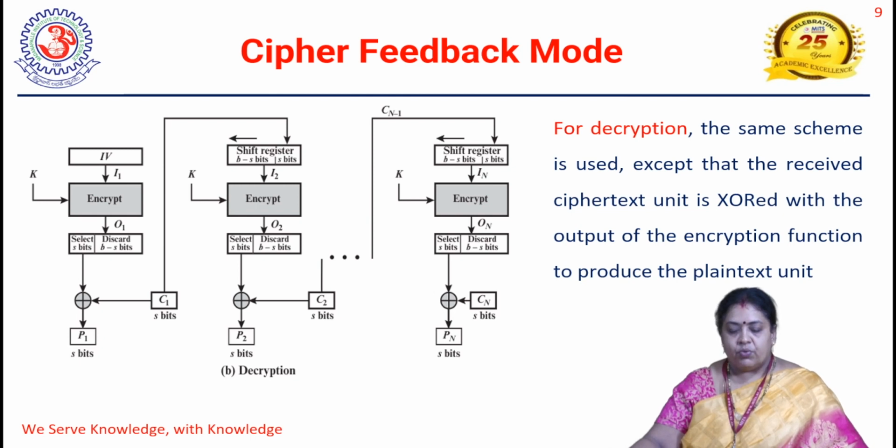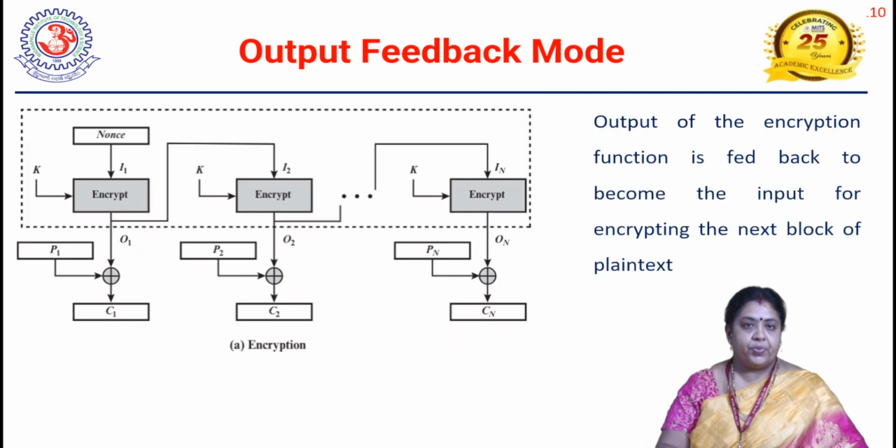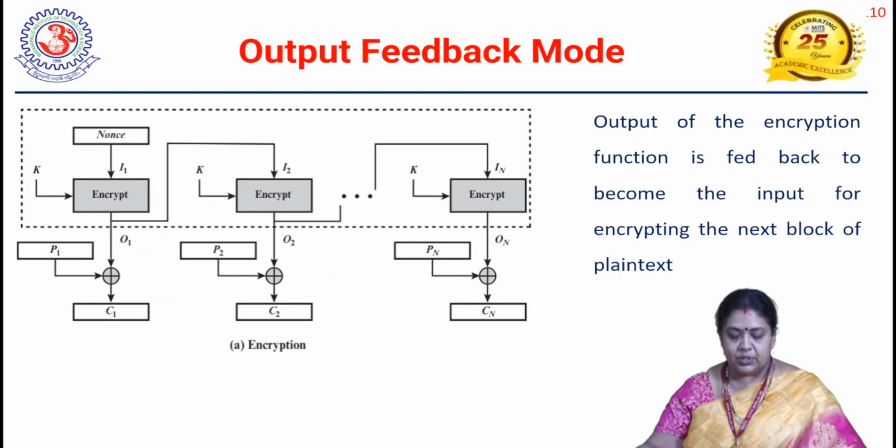Here in the decryption also we are going to perform the encryption only. That is the main thing you need to observe. Then coming to the next mode of operation, what we call the output feedback mode. In the earlier mode, what we observed is that after XORing with the C1, that will be given to the next block. Here, whatever the output of the encryption, before going to XOR, that output is fed to the next block. That is the main difference in the output feedback mode.